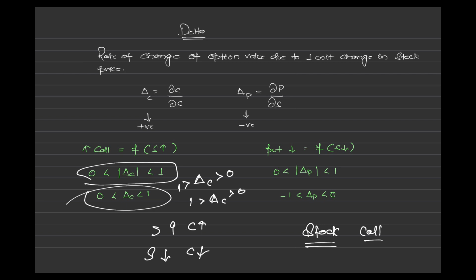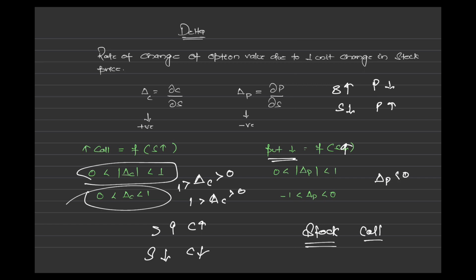Now let's talk about put. Now we know that if the stock price rises, put price falls. And if the stock price falls, put price rises. There is an inverse relationship. So is the delta of put going to be positive or negative? Delta of put is always going to be negative. So delta of put is less than 0.